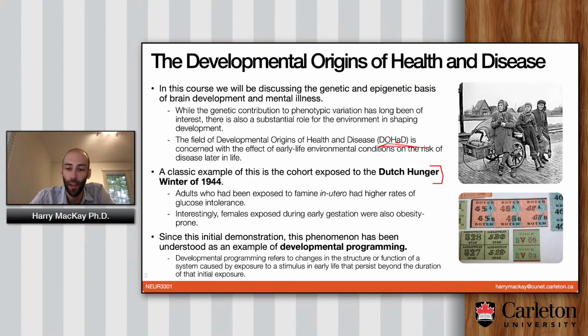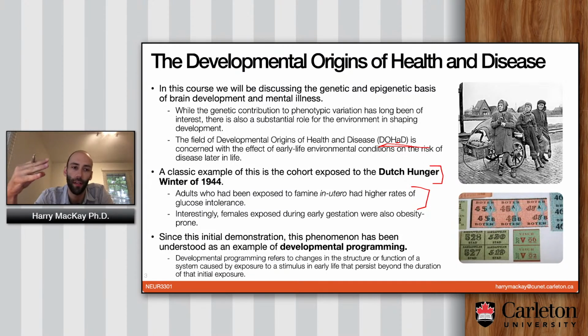So as it turns out, if you follow people who had been in utero during this famine, if you look at them when they grow up to be adults, what you find is that they have higher rates of glucose intolerance.